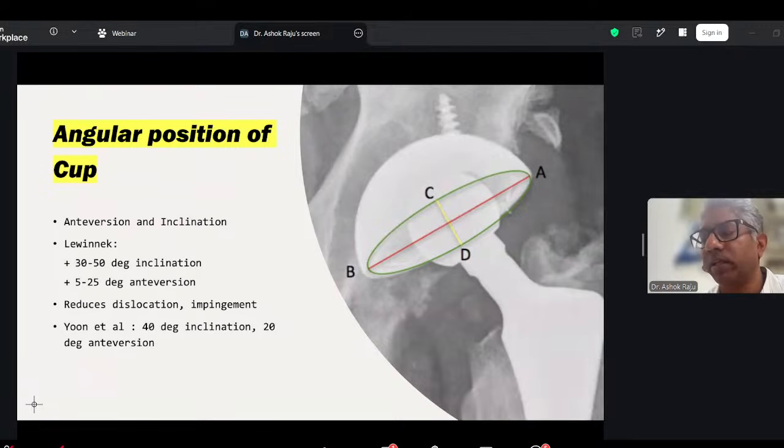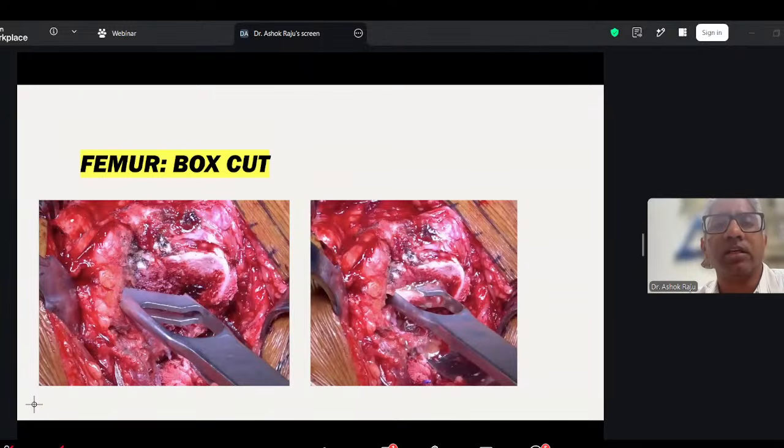And finally, the angulation, which is very important. I think version and inclination are two important parts of putting a cup, and you want to keep them in anteversion of around 10 to 20 degrees and inclination of around 35 to 50 degrees. This will prevent dislocation.